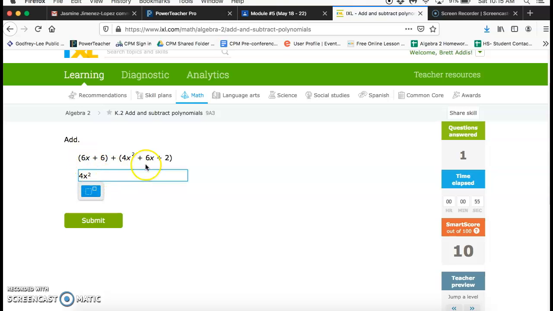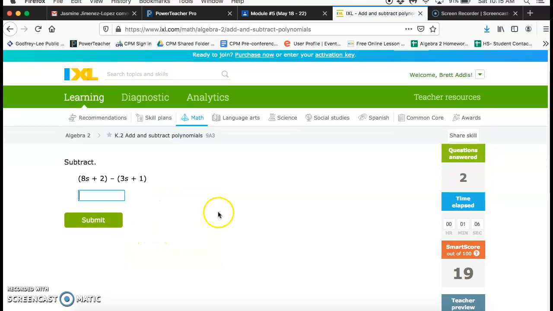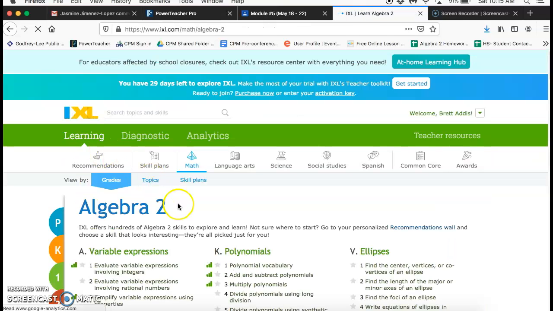Now I have a 6x and a 6x. I'll add those together to make 12x. I have a 6 and a 2. I'll add those together to make an 8. Similar problem here to the first one. I'm going to go back to K.3.